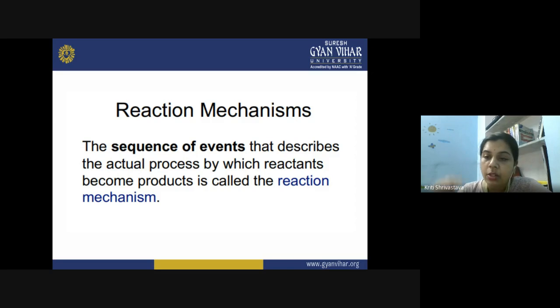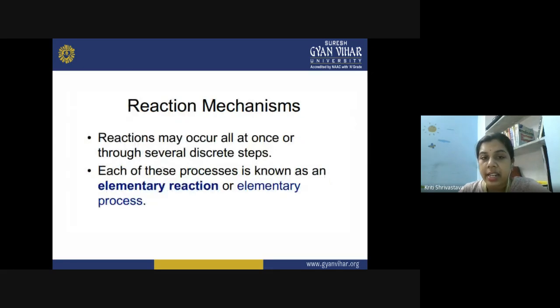The reaction may involve so many steps, and we have seen that the individual steps involved in a complex reaction are called elementary reactions. So for a complex chemical reaction, we have many single steps, called elementary reactions. When you look at all these elementary steps together, they are considered the reaction mechanism of the particular chemical reaction. We get this idea from chemical kinetics, and reactions, like I told you, may occur all at once or through several discrete steps.